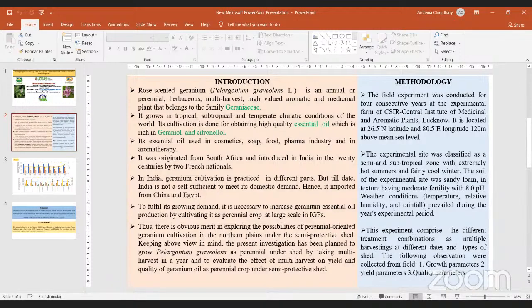Thus, there is obvious merit in exploring the possibilities of perennial-oriented geranium cultivation in Indo-Gangetic plains under semi-protective shade. Keeping this in mind, the present investigation has been planned to grow Pelargonium graveolens as a perennial crop under shade, taking multi-harvest in a year, to evaluate the effect of multi-harvest on yield and quality of geranium as a perennial crop under semi-protective shade.